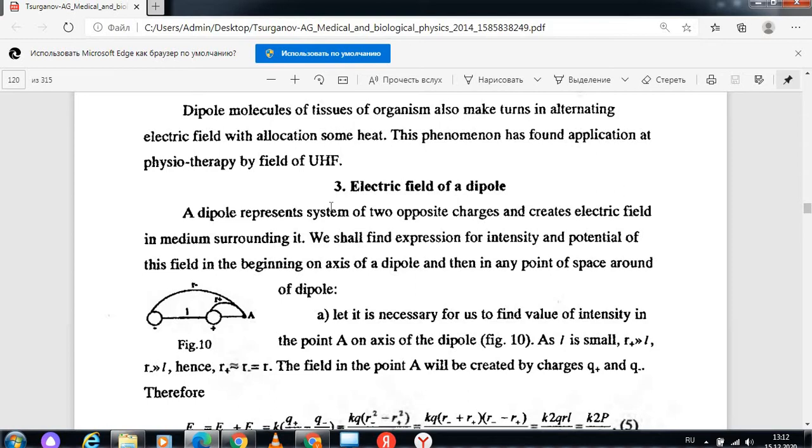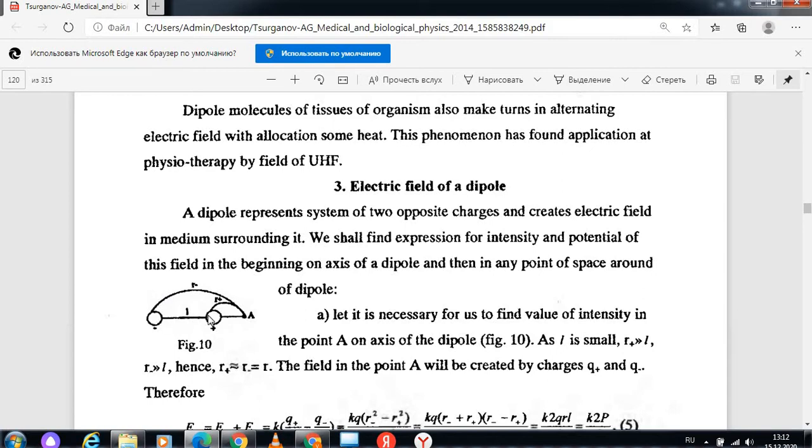The electric field of a dipole, we need to talk about that. A dipole represents a system of two opposite charges and creates an electric field in the surrounding medium. We shall find the expression for intensity and potential of this field, in the beginning on the axis of the dipole and then at any point of the space around the dipole. It is necessary for us to find the value of intensity at the point A on the axis of the dipole, here on figure 10.